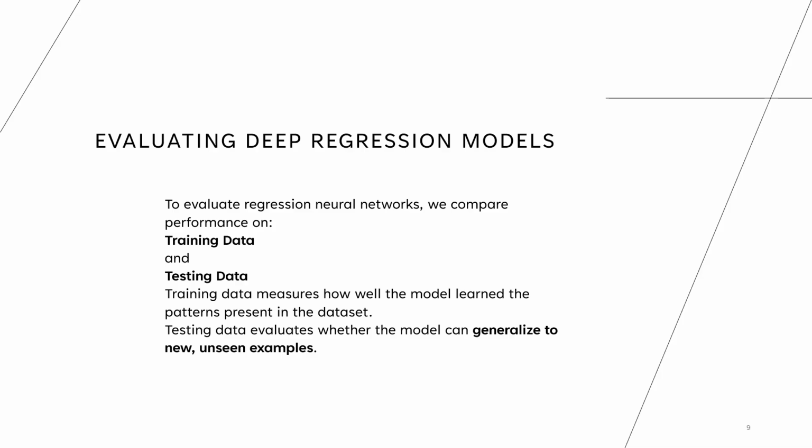A model may perform very well on the data it has already seen, but still fail to make accurate predictions on new examples. For this reason, we also evaluate the model using testing data, which consists of data the model did not encounter during training. Testing performance provides a more realistic indication of how the model will behave when applied to new, unseen data in real-world situations. By comparing training and testing performance, we can begin to understand whether the model is learning meaningful patterns or whether it may be suffering from issues such as overfitting.